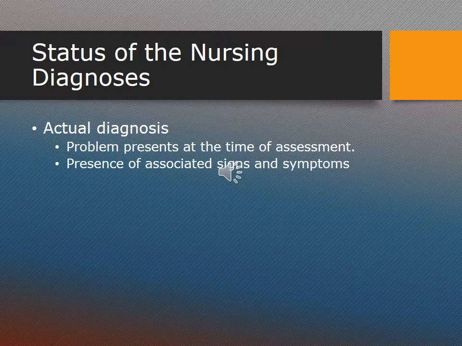So if we talk about the first type of diagnosis, that is an actual diagnosis. That means a problem is present at the time of assessment. This is something that's actually going on with the patient at this time. They have a problem, and then they have the signs and symptoms, our subjective and objective data to back that up. Your patient may be in pain. They may have facial grimacing. They may be holding a pillow to an incision, bracing. They may tell you, I'm having pain, 6 out of 10 on the pain scale. So it is a real problem.